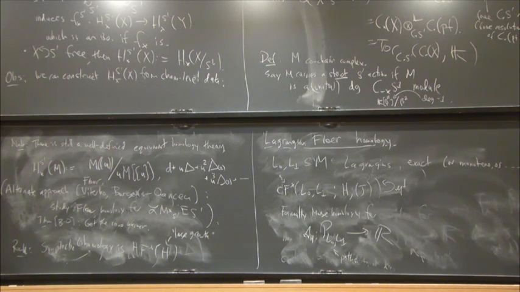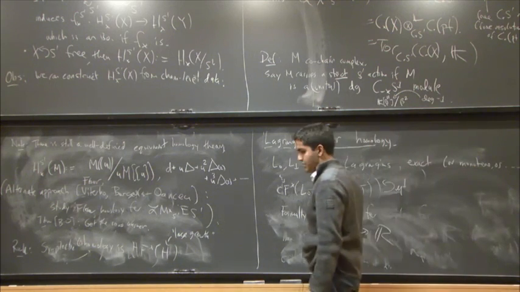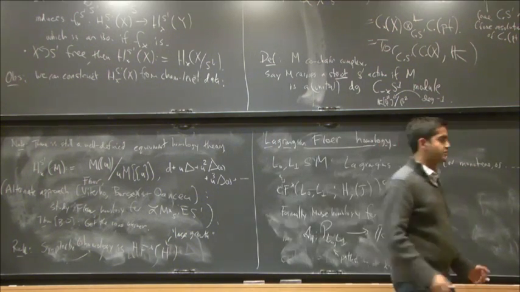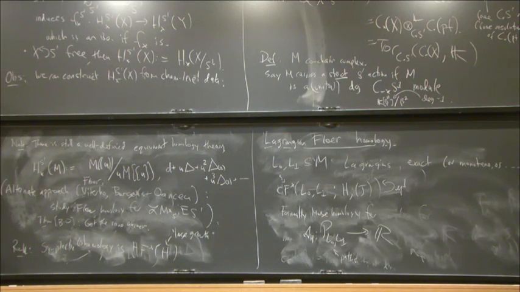Okay, well, I said I would talk about circle actions. Free loops have nice loop rotation actions, and paths obviously don't. Okay, so let's note there's no obvious S1 action on paths.